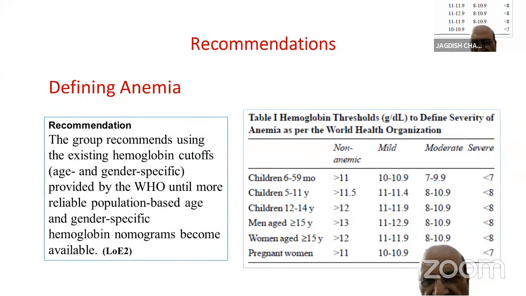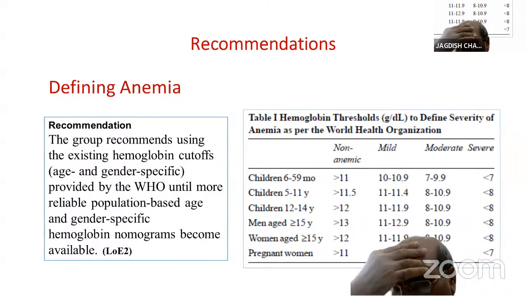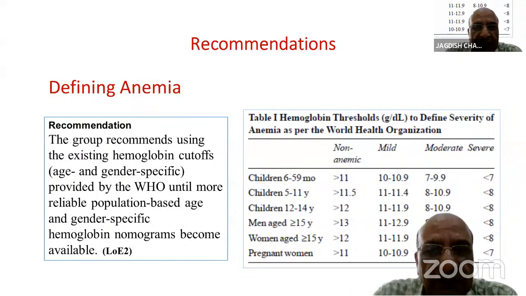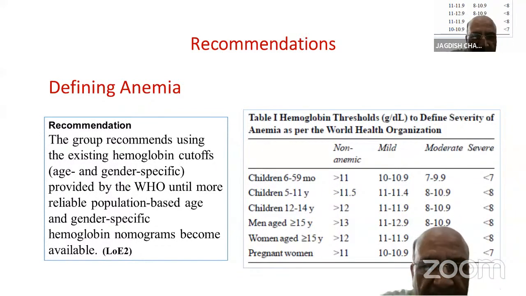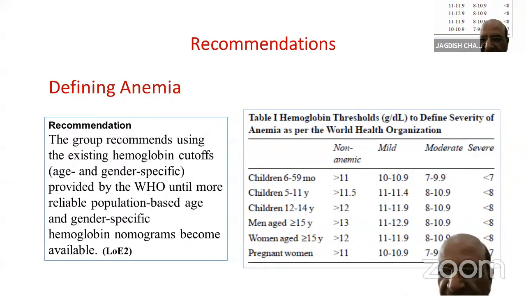Now, these cutoffs, you are familiar and they have been discussed in all the previous talks, the cutoff for defining hemoglobin threshold. And the group recommends using existing hemoglobin cutoffs by WHO until more reliable population-based age and gender-specific hemoglobin normograms become available. This was because some literature appeared in Indian and international publications regarding the cutoff for defining anemia, which should be lower in our country and also in other developing countries. But the national programs are still persisting with WHO cutoff, and I think we do not have a reason to consider a lower cutoff for defining anemia as yet. So we should persist. These are the recommendations from the group which has published these guidelines.